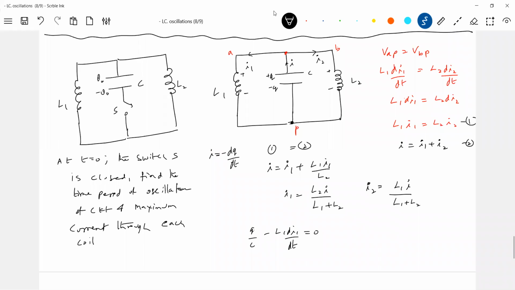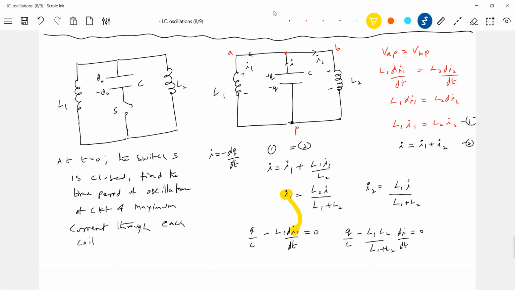But we have here I1, no? So can I replace I1 in terms of I? Already we have derived this equation. So substituting these equations here. Q by C, L1 L2 by L1 plus L2 dI by dt equal to 0. That we are substituting here.